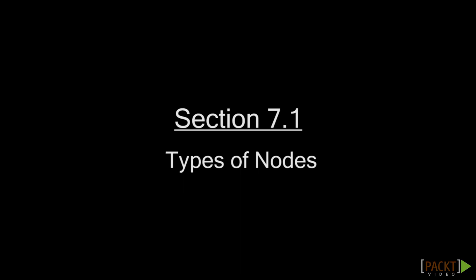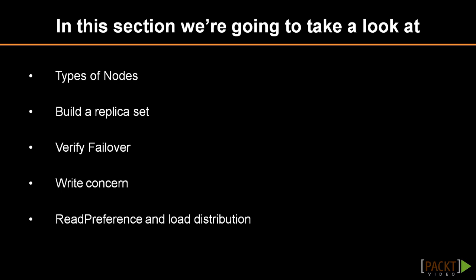In this section, we cover replica sets to achieve reliable and high-performance deployments. Replica sets are made up of various node types. After reviewing these node types, a replica set will be built and then failover verified. Write concern, which allows levels of data consistency, is then discussed, followed by read preference and how load can be distributed across nodes in a replica set.